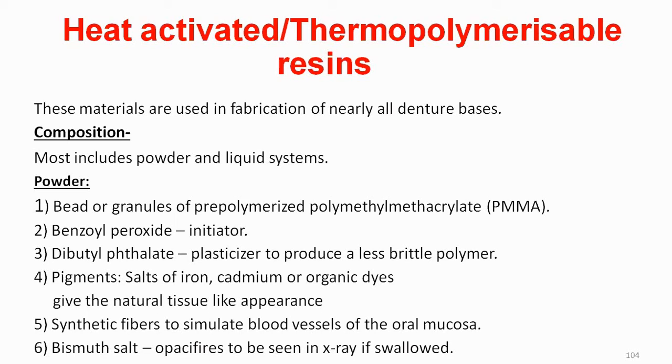Dibutyl phthalate is a plasticizer to produce a less brittle polymer. You should know the function of a plasticizer. Okay, these terms you should know. What is a plasticizer? It makes the material more plastic, just the opposite of brittleness. To reduce the brittleness, we add dibutyl phthalate.